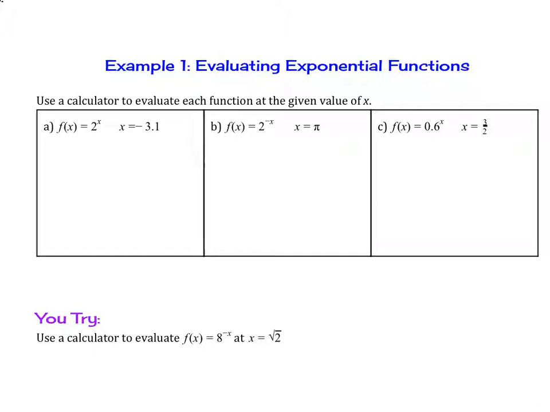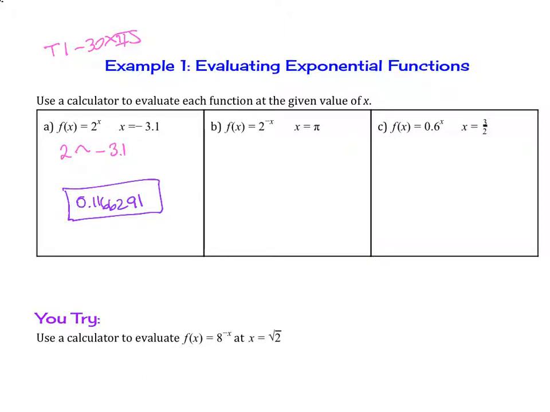Now if you're using the one that is approved for class, the TI-30X2S, then you would type this in. You would type in 2 and then use the caret and then the negative sign, which is at the bottom right corner. It looks like a negative with parentheses around it. Don't use a regular minus sign, that won't work. And then 3.1. And then when you do that and press enter, you will get 0.1166291.